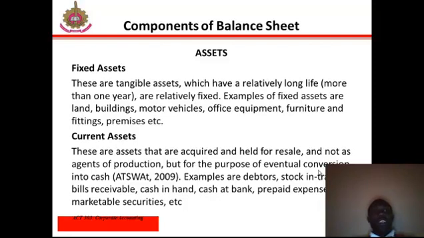Current assets. These are assets that are acquired and held for resale, and not as agents of production, but for the purpose of eventual conversion into cash. Examples are debtors, stock in trade, bills receivable, cash in hand, cash at bank, prepaid expenses, marketable securities.